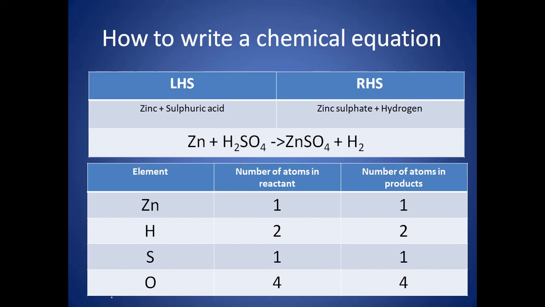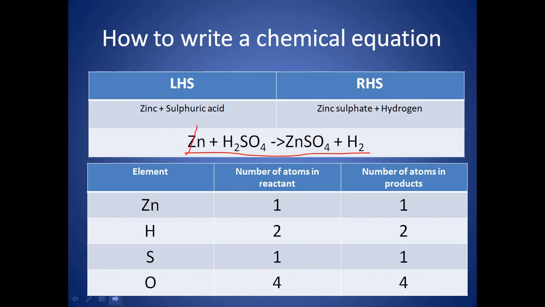LHS side and RHS side. Zinc plus sulfuric acid has been given. On the RHS side we get zinc sulfate plus hydrogen. Hydrogen gets released, so gas gets released. Look at the numbers of atoms: zinc 1, H is 2, sulfur is 1, and O is 4. This kind of chemical reaction is the chemical reaction in this case. Okay, this is how you have to write it down.